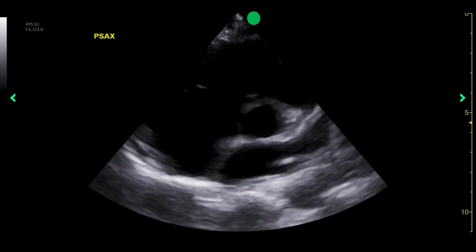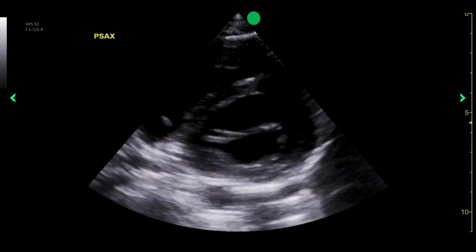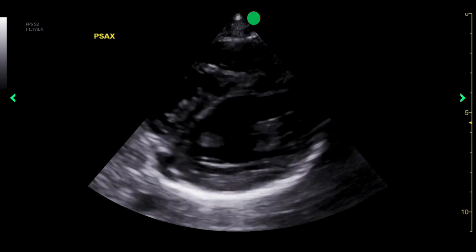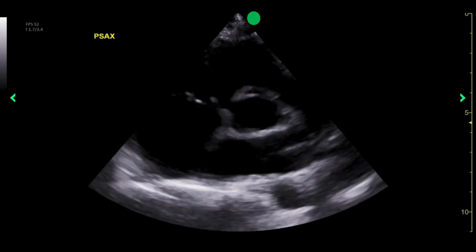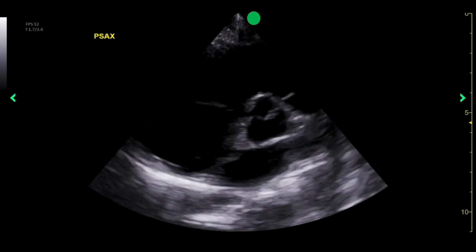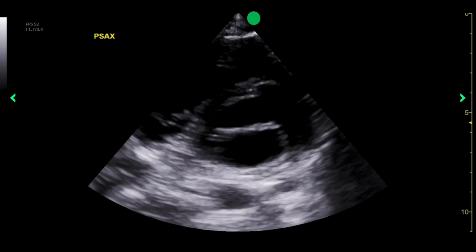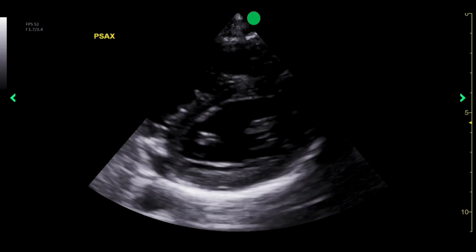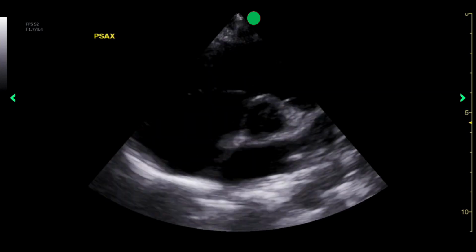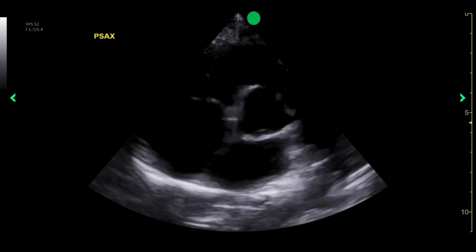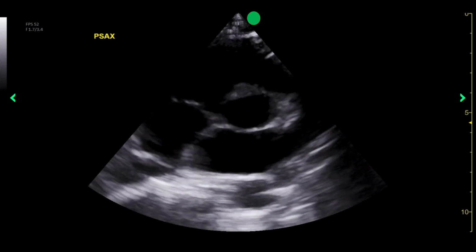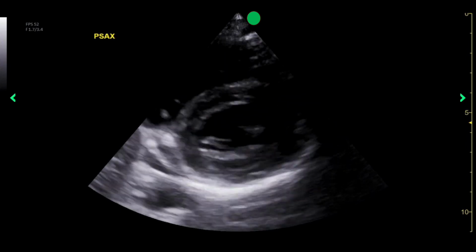Here I just have a quick sweep of all three levels of the parasternal short view. So here you have the aortic valve going into the mitral valve right there, and eventually to the papillary muscles. So again, aortic, mitral coming into view right there, and then papillary muscles.